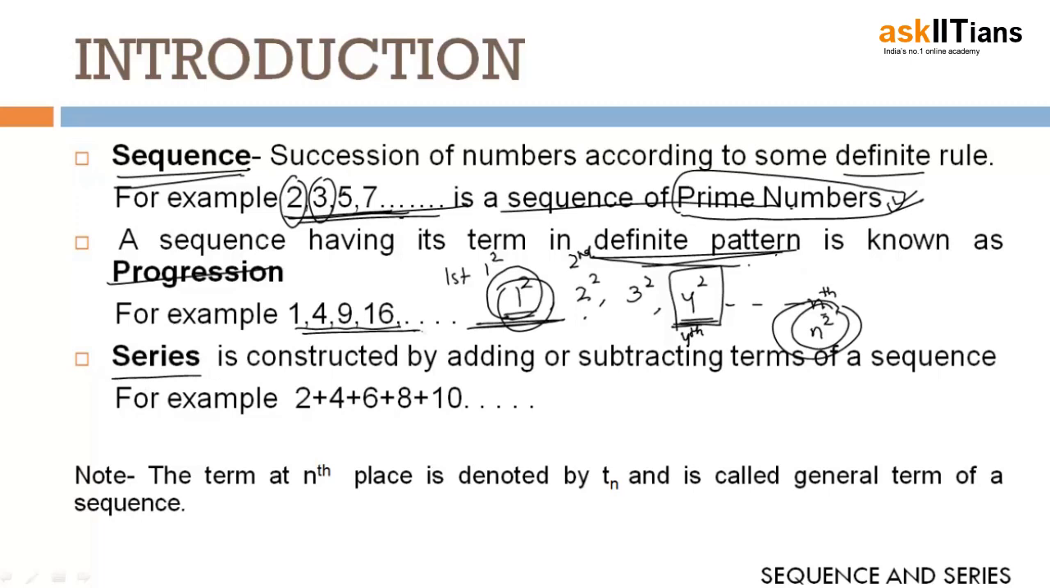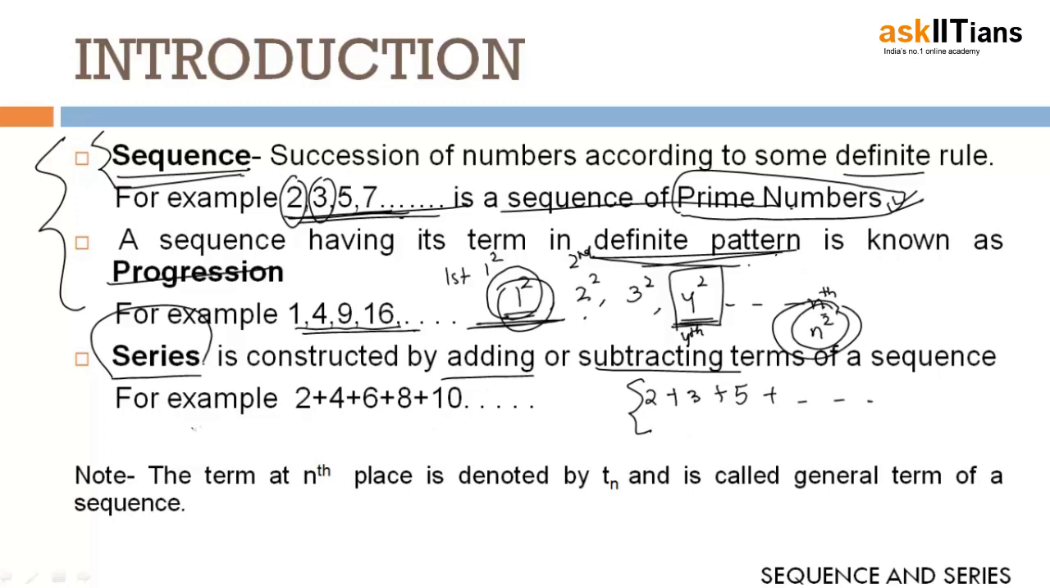Now, series. Sequence and progression are just a succession of numbers, but when we call it a series, we apply the operation of addition or subtraction to the terms of the sequence. For example, if we had written the first sequence as a series, we would have written 2 plus 3 plus 5. It is no longer a sequence. This becomes a series of prime numbers.